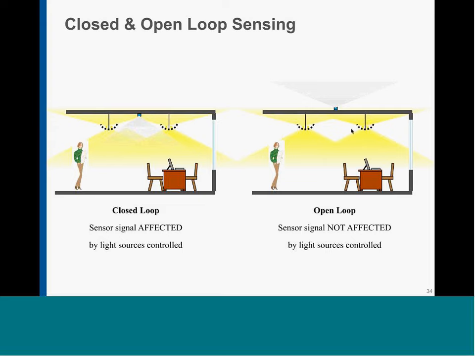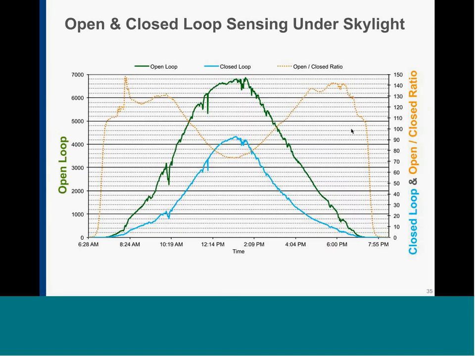You can see here some measurements that we did with two sensors under skylight, one looking down, the closed loop, and one looking up, the open loop. You can see lines on this plot. On the left axis, you see the signal of the open loop, the green line. It goes from 0 all the way to 7,000 units, let's say, foot candles, but it doesn't really matter when we just want relative changes in the signal. So we have a signal that has a very wide range of change and pretty fast.